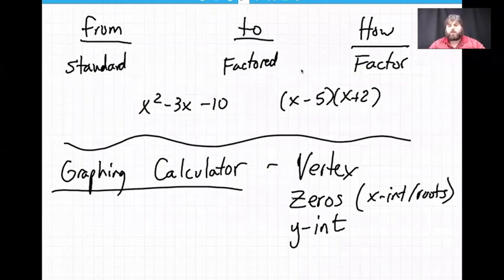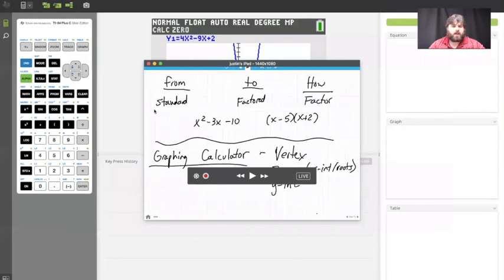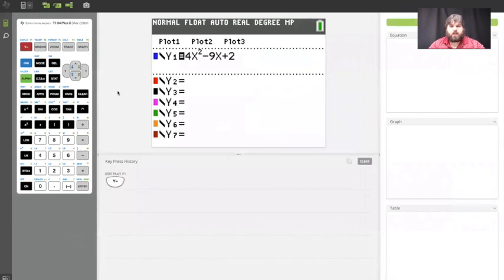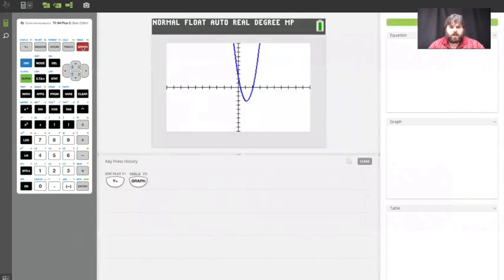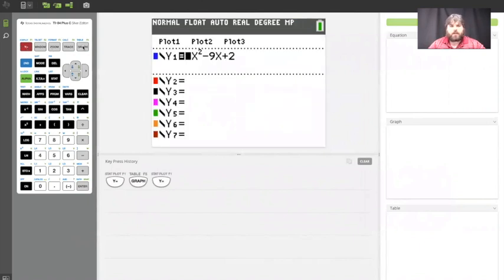Okay, so that's what we're going to do right here. I'm going to show you how to do that. So let's take any equation here. Here's an equation right here. All right, I've graphed it. I went ahead and typed it into my graphing calculator, and then I graphed it.